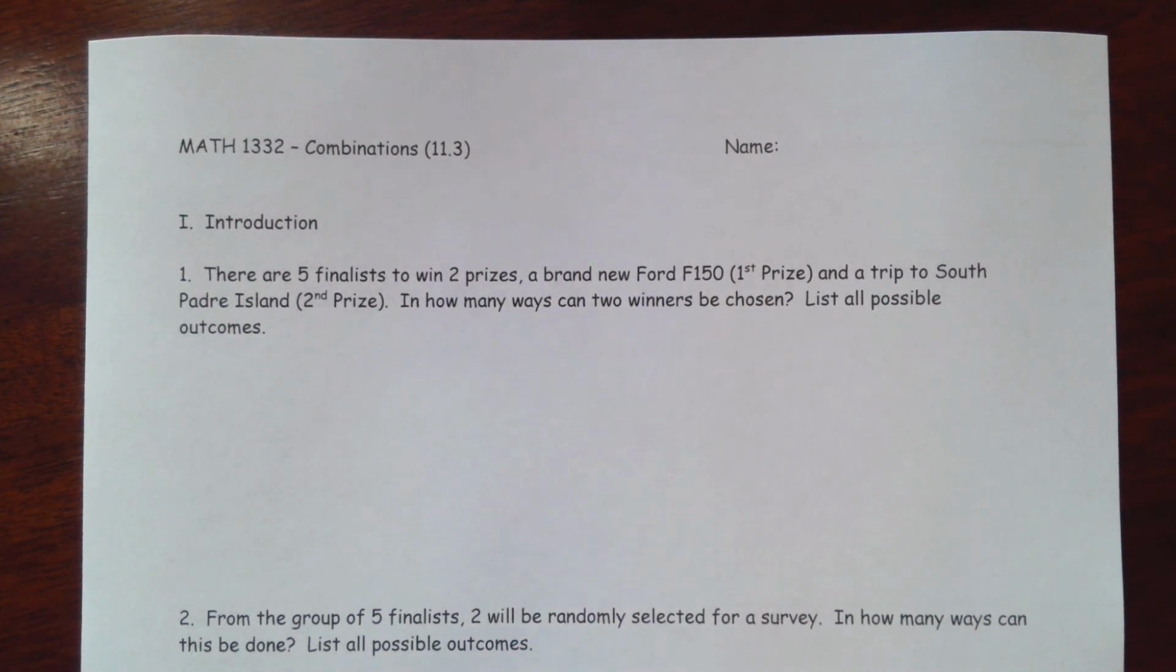Alright, so it says here there are 5 finalists to win 2 prizes: a brand new Ford F-150 for first prize, and a trip to South Padre Island for second prize. How many ways can 2 winners be chosen? List all possible outcomes. So the first question we have to ask here is, does order matter? Well, of course it does. I'd rather win the Ford F-150 than take a trip to South Padre Island. So order matters. The prizes are different.